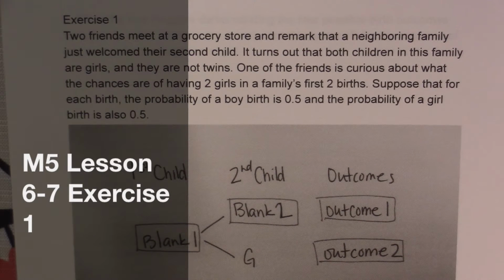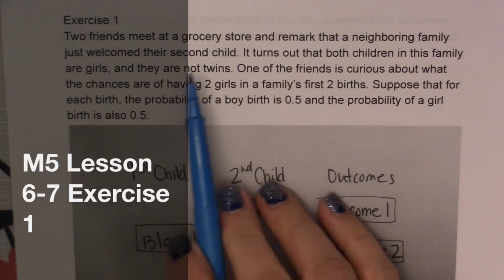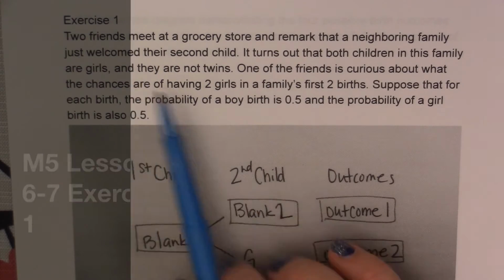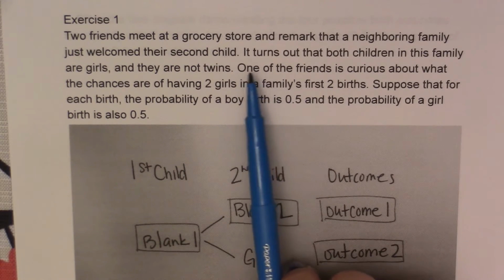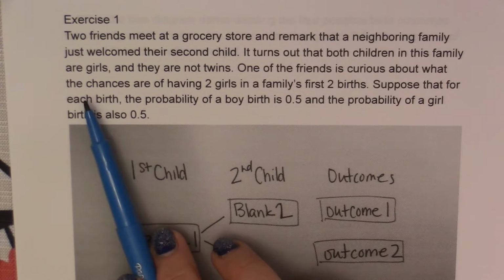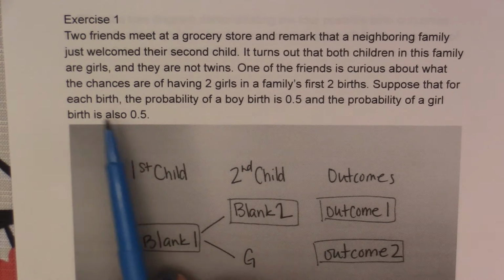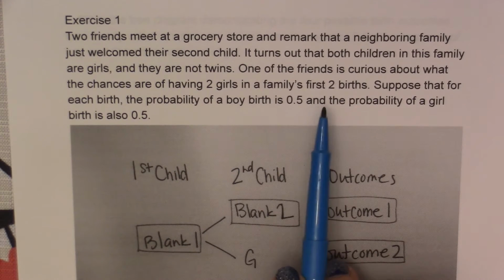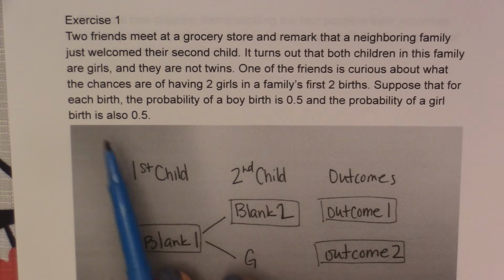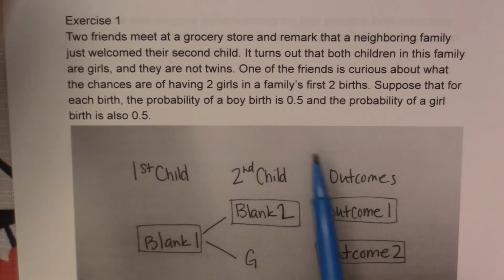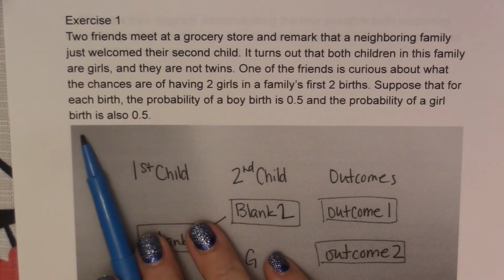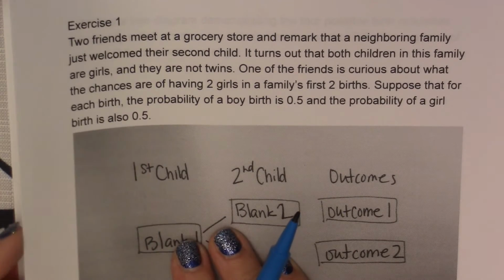All right, exercise 1. Two friends meet at a grocery store and remark that a neighboring family just welcomed their second child. It turns out that both children in this family are girls, but they are not twins. One of the friends is curious about what the chances are of having two girls in a family's two births. Suppose that for each birth, the probability of a boy is 0.5 and the probability of girl is also 0.5.